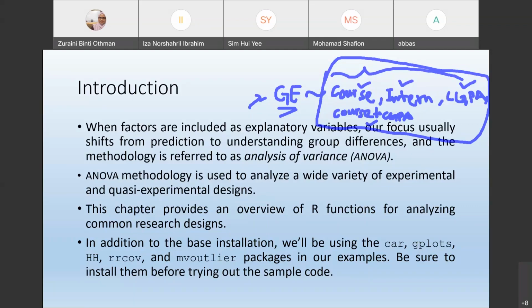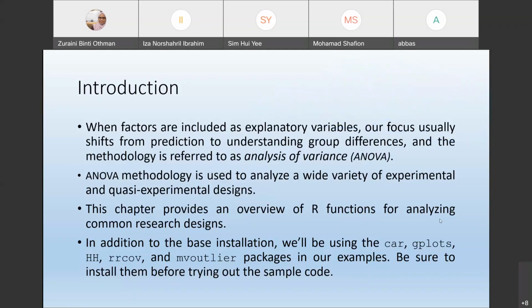Then in addition to base installation, we'll be using the car package in R. We will also use the ggplot package, which is to plot graphics in R, and the RRCOV and MVoutlier packages. Later we will know when to use each of these packages. Be sure to install them before trying out the sample code.